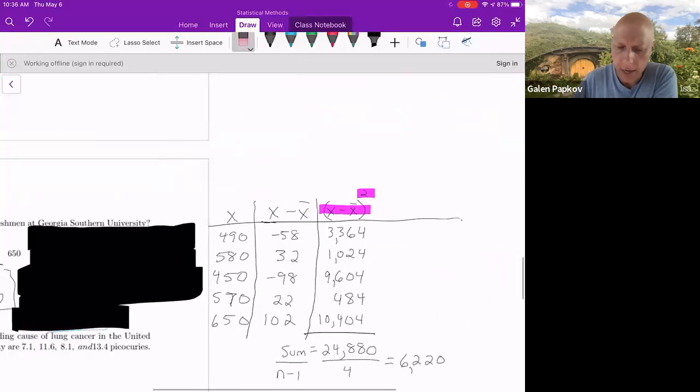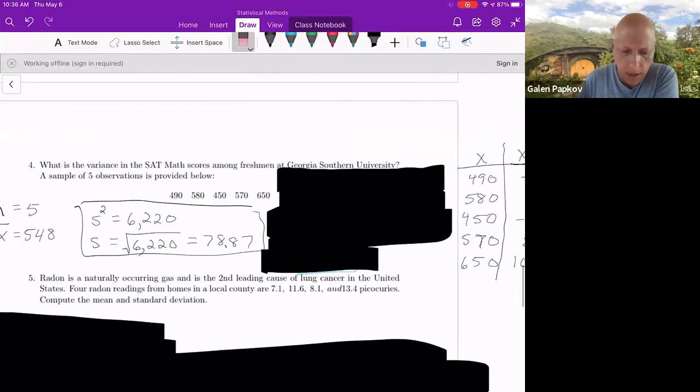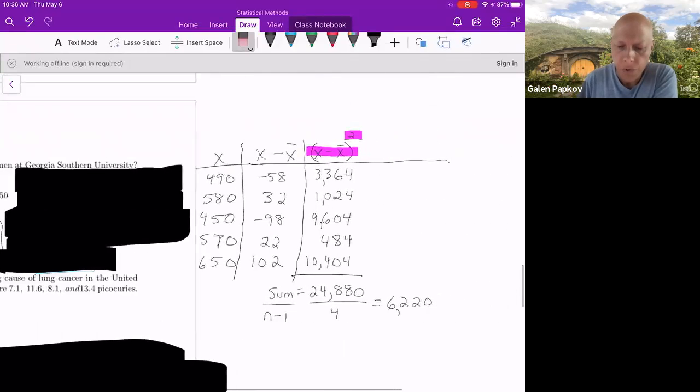So that's the first thing I do: 490 minus the mean, or X bar, of 548. So 490 minus 548 gives me negative 58. 580 minus 548 gives me positive 32. 450 minus 548 gave me negative 98, and so forth. So that's how I got that middle column there.